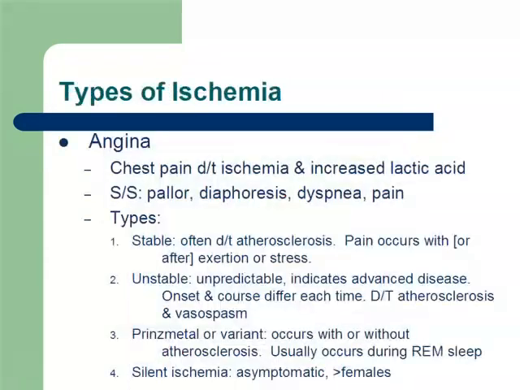There are different types of ischemia. Angina or angina, both are correct. I was taught by a German, so therefore it's angina. Angina is chest pain that's due to ischemia and an increase in lactic acidosis. The pain tends to be transient, lasting about 3 to 5 minutes.